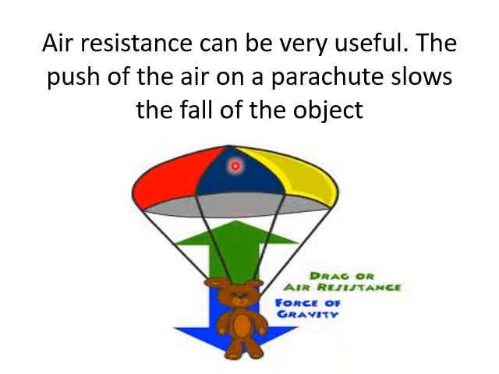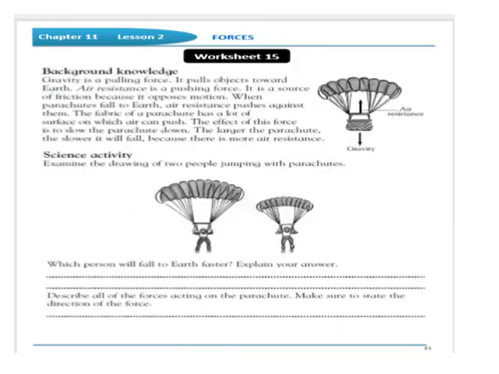And in this case, the air is working against the force of gravity. We all know that the force of gravity is trying to pull us, or pull any object, down. The air resistance is acting against it. It is pushing any object against the force of gravity. So air resistance can be very useful. The push of the air on a parachute slows the fall of the object.